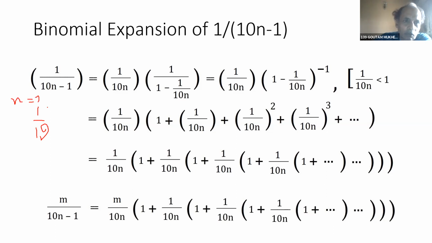So I put n is equal to 2. So it becomes 1 by 19, isn't it? 10 into 2 is 20 minus 1, 19. So actually, instead of dividing by 19, we are actually dividing by 20. This is 10n is 20. 10n means n is equal to 2, so 10n is equal to 20. So we are dividing by 20.